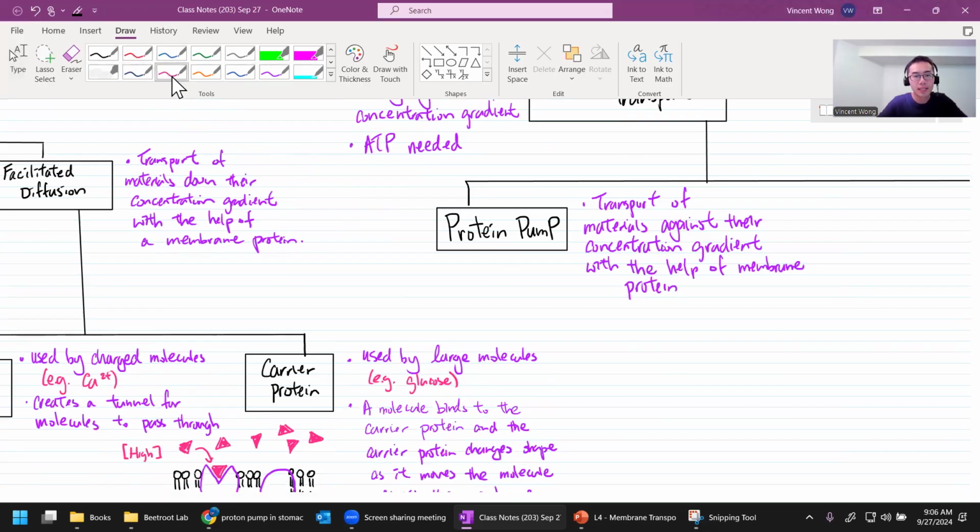So I have two examples for you. Okay. These are just examples. Like they are not like different categories. Okay. So example one, it is called a proton pump. Proton is H plus. Okay. Proton pump.